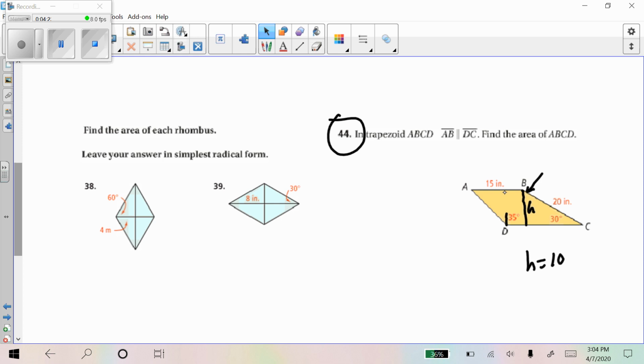Maybe I'll draw a line in right there. And then this angle is 45, which means that angle must also be 45. So that means this line length, of course, is 10. That means this part is 10. And this part is 5. And that should be enough information for you to figure this out.